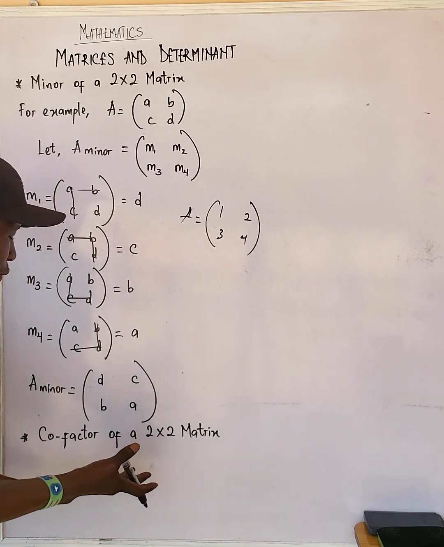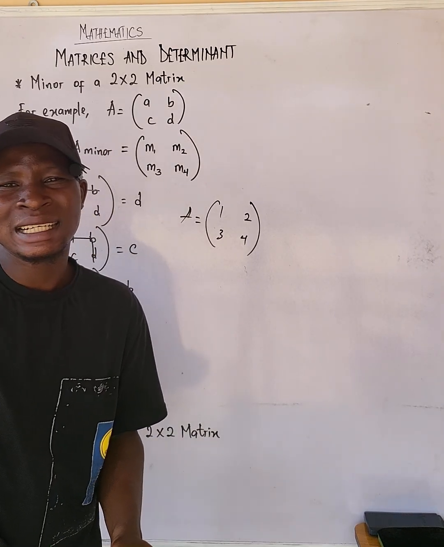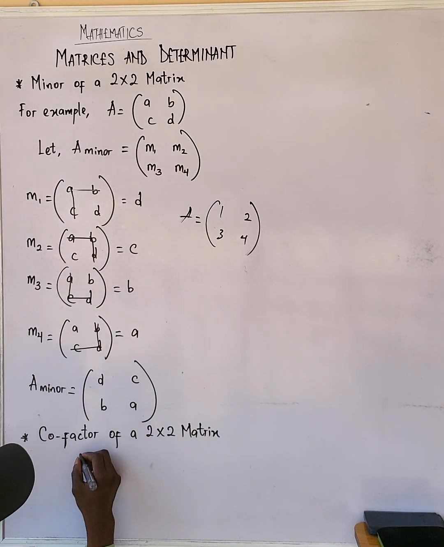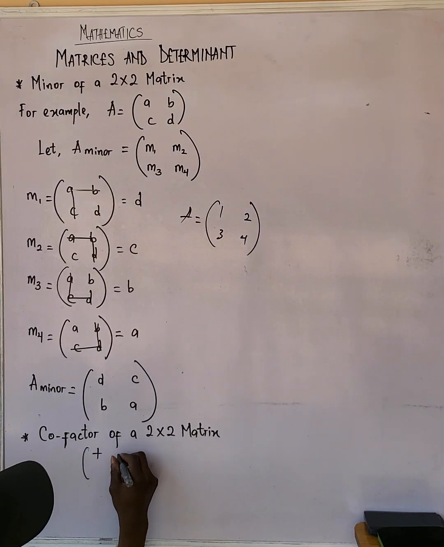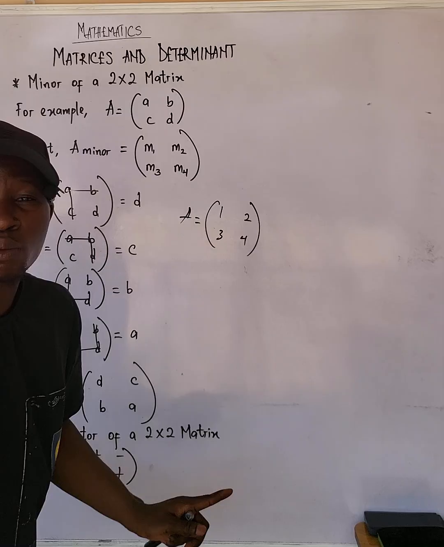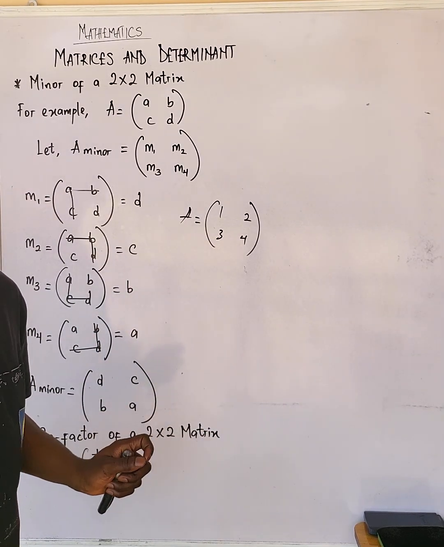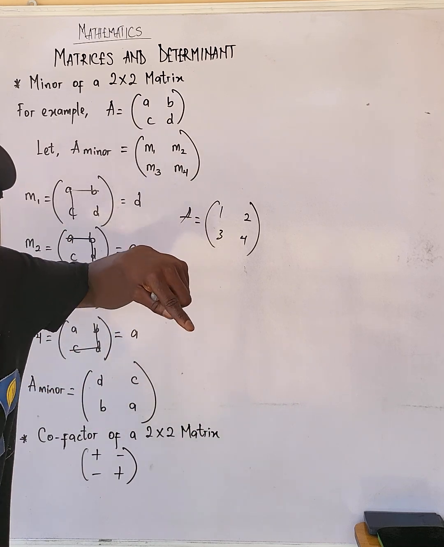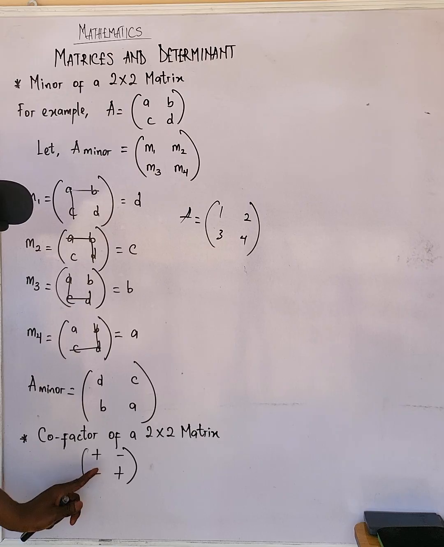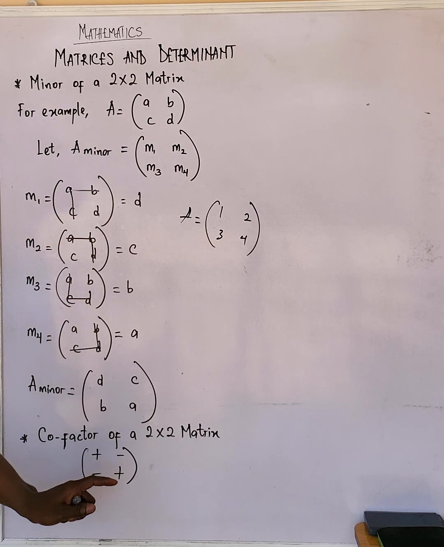Because how do you get the cofactor of a 2 by 2 matrix? You get the cofactor by multiplying the minor of that matrix with plus minus minus plus. We derive the cofactor of a 2 by 2 matrix by multiplying the minor of that matrix with plus minus minus plus. Don't go and change your own. It is plus minus minus plus. This is for 2 by 2.